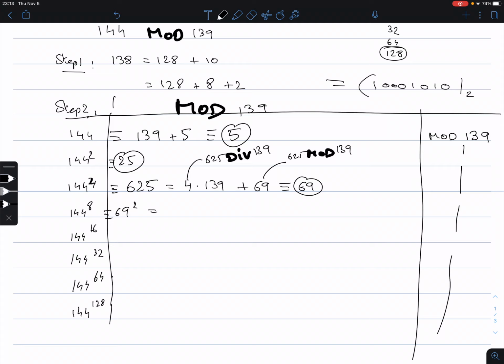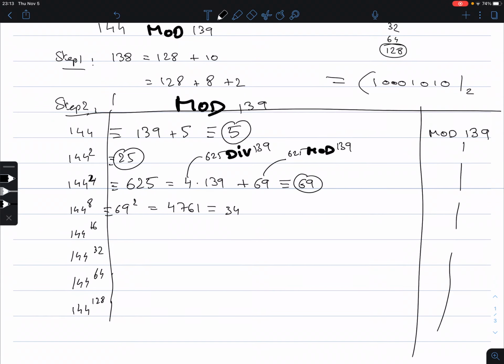So 69 squared is 4761. Now divide this by 139, that is 34 point something, so 34 times 139. How much is that? 34 times 139 is 4,726, so what is missing is 35. If I add 35, then I get 4,761. This tells me that the remainder is 35. Great. I can do this again.